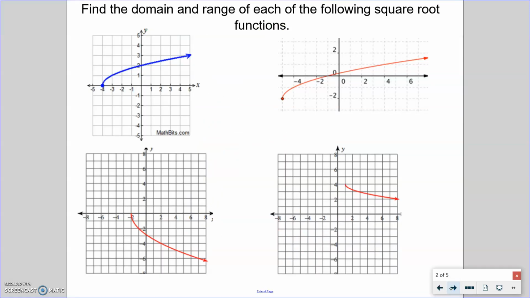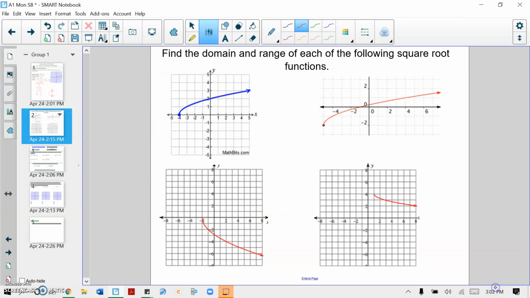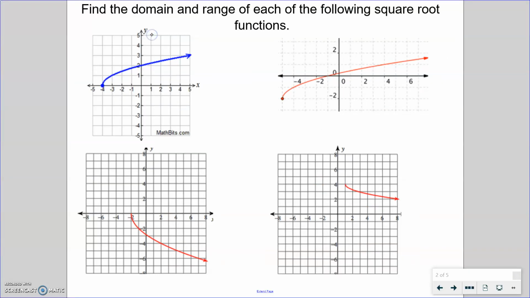Find the domain and range of each of the following square root functions. So here's what I want you guys to do. I want you to pause the video, try to find the domain and range for these 4 graphs, and when you're ready to see the answers, go ahead and unpause and see how you did. All right, so correct answers for these ones.